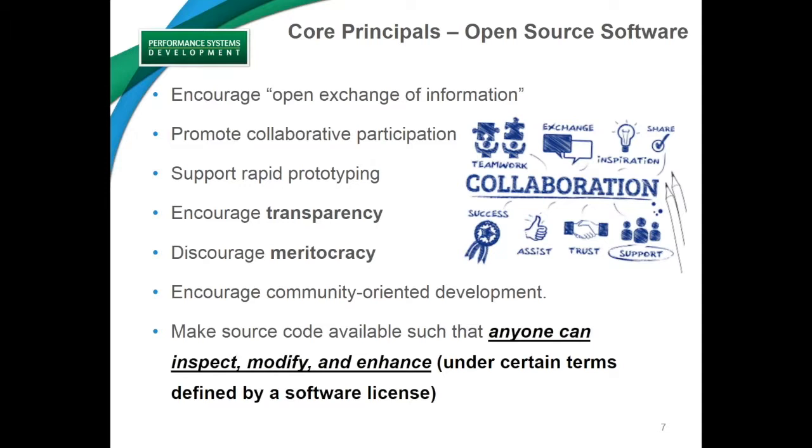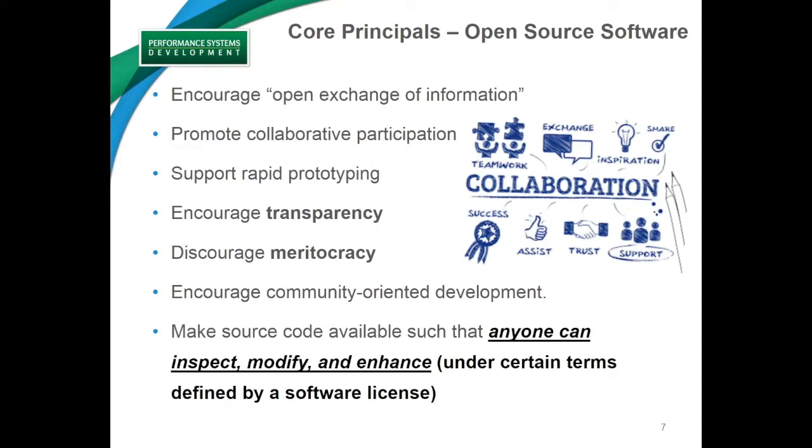The other principles here are very closely oriented to democracy. You can see the open exchange of information, collaborative participation, community-oriented development, and so forth. The principles of open source software align very well with the principles of democracy. And the last bullet there is the most important one that we're going to focus on today, which is that open source software has one very important non-negotiable tenet: the source code of that software must be made available so that anyone, you, me, your neighbor, the guy across the street, can inspect, modify, and enhance the software itself. And they can do that under the terms that are defined by an open source software license.